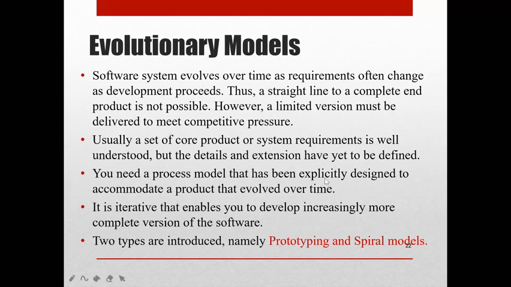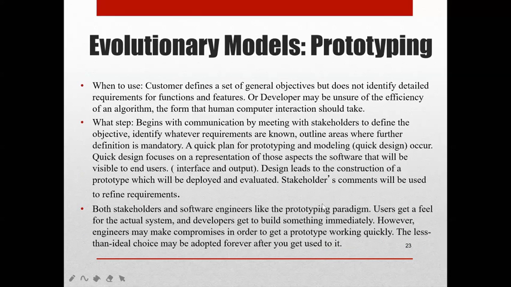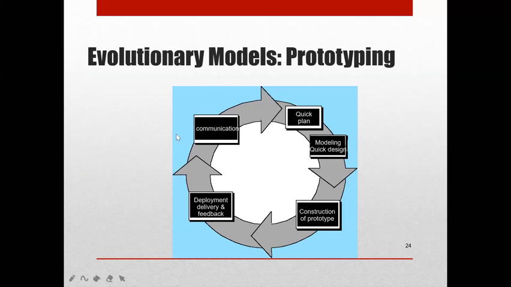Moving towards your next slide. No need to write all these things. It is only about your prototyping. Now here you can see the evolutionary model of prototyping. So what is happening here? You can see there is communication. First you are going to plan, then design, then construction, then deployment, delivery and feedback, then communications.